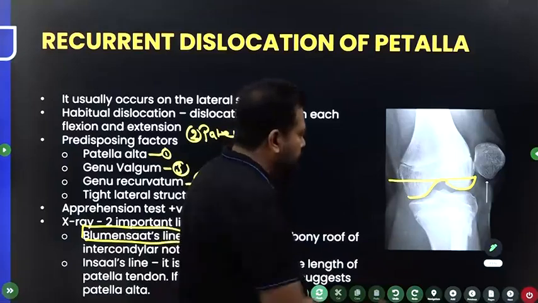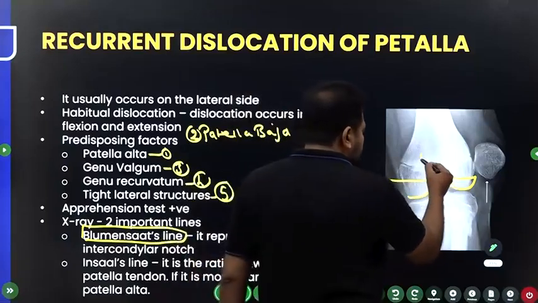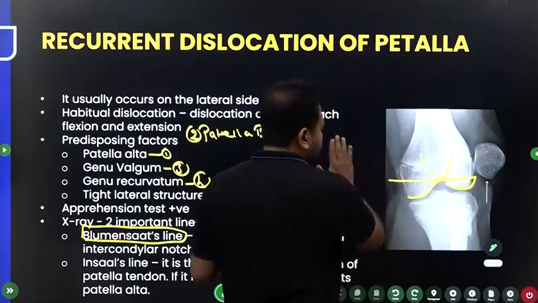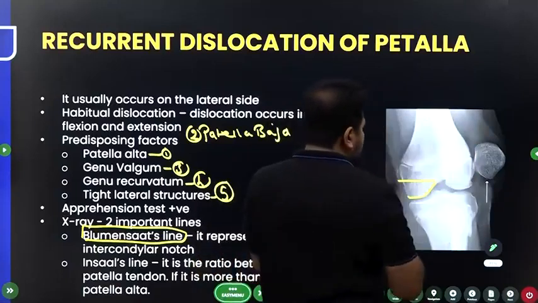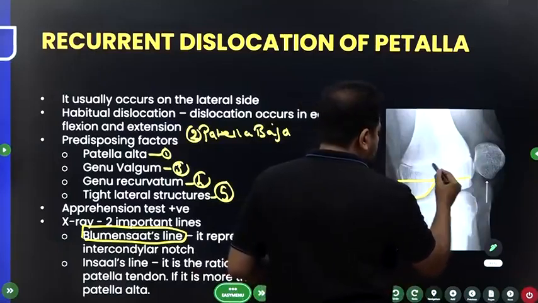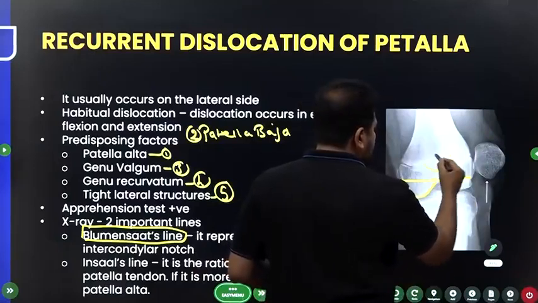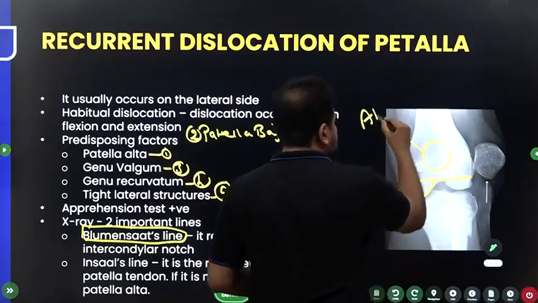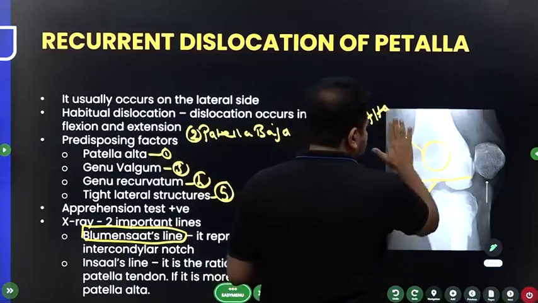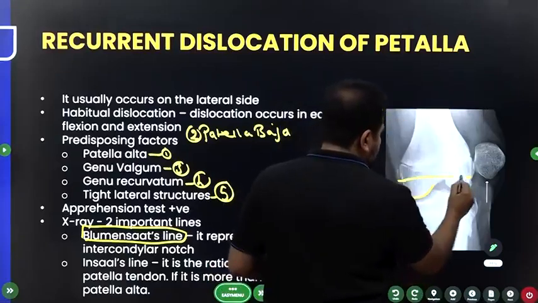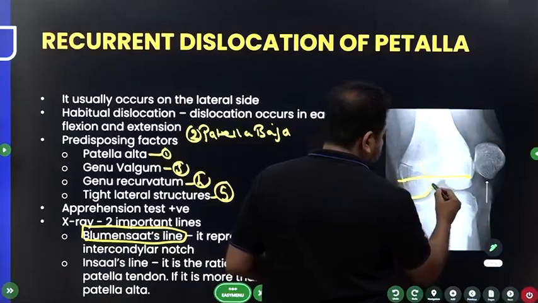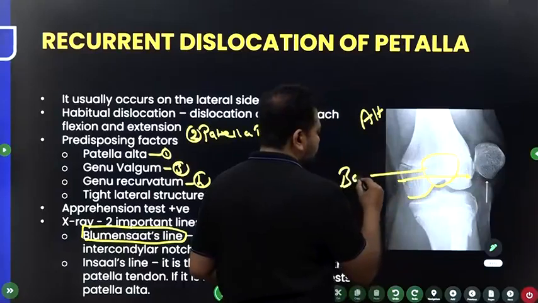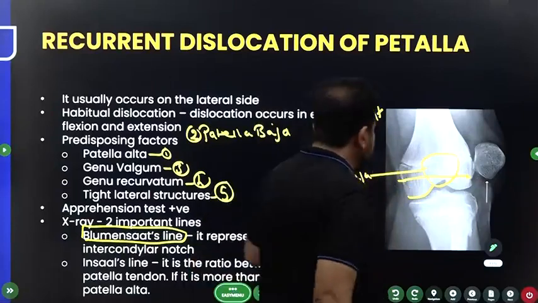Normally speaking, the lowermost portion of the patella should come and just touch the roof of the condyle. This is normal. When the lower pole of the patella is very much above the roof of the condyle, patella alta. Other way around, when the lowermost portion is very much below the roof of the condyle, this is called patella baya. Both are abnormal, both should not be there in the X-ray.